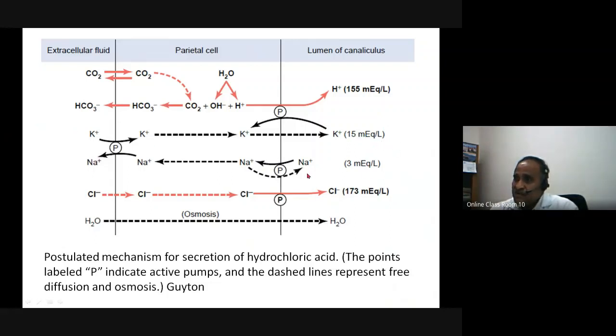Then the sodium ions: you can see that the sodium ions are somewhere around 140 milliequivalents here, and here it's only 3 milliequivalents, because the sodium ion is pumped back into the system. This is the circle. The chloride ions are increased tremendously. It is 173, and the exchange of the chloride ion is with the bicarbonate ion. That means this other compartment has more bicarbonate. So those are the concentrations in the lumen; you can see that water is there because of the greater H ions, chloride ions, and then potassium ions.